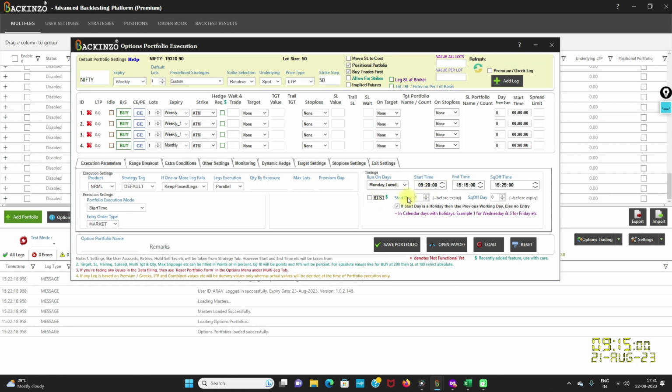Now let's talk about this start day and the square off day. Start day is the starting day of the portfolio on which the portfolio will start the execution with respect to the expiry day. And square off day is the day of the portfolio on which the portfolio will end the execution if no SL or target gets hit.